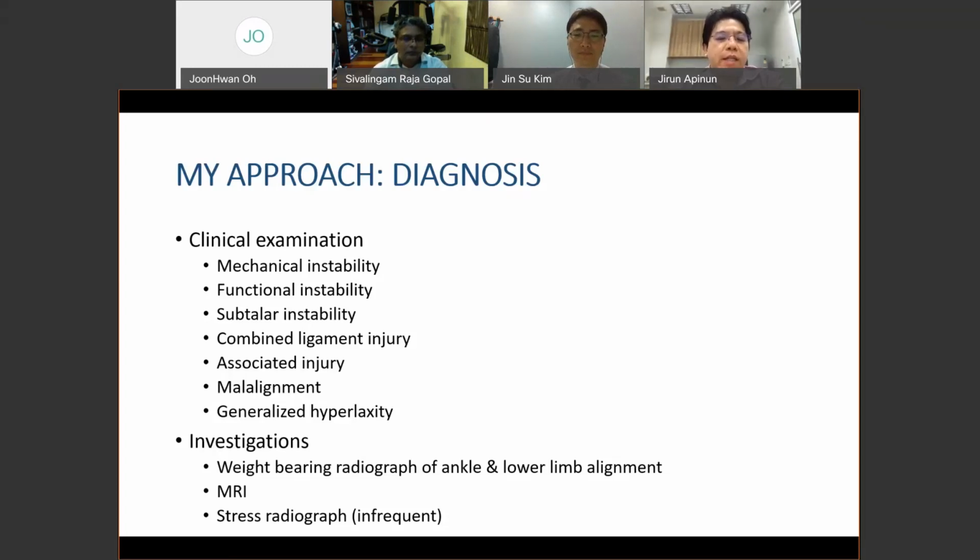For the investigations, usually I prefer the weight-bearing radiograph of the ankle and also the lower limb alignment to check, and the MRI to assess the quality of the ligament and also to identify the associated pathology. The stress radiograph, I use infrequently, only in some exceptional cases. For example, in a really obese patient that I cannot feel from the examination well. Okay, next slide, please.